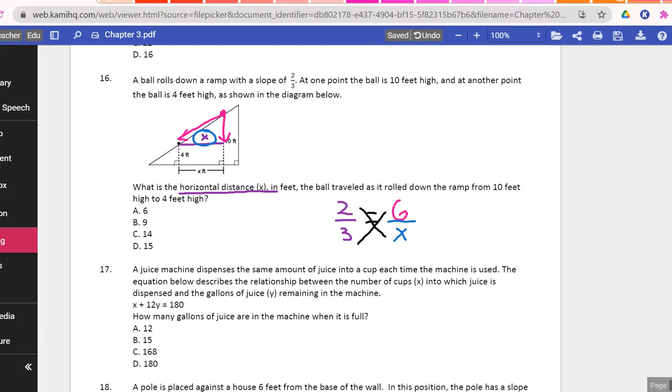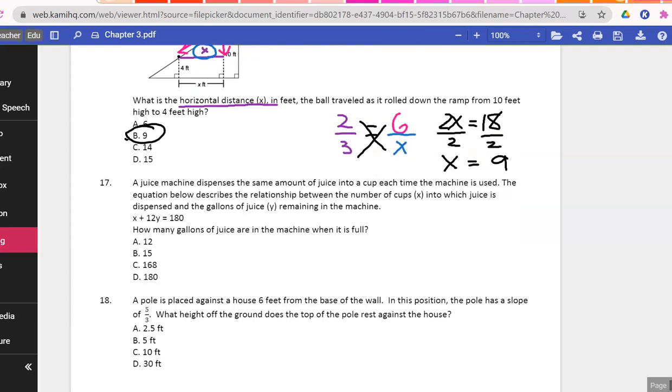We want to cross multiply. And we end up with 2x equals 18. Divide both sides by 2. And you end up with x equals 9. So 9 feet. So you needed the 6, but it wasn't your answer. Remember, you're thinking about rise over run here. You know the horizontal distance is x. That's what we're looking for. The rise is 6 because you go from 10 feet down to 4 feet. So the difference between those two things is 6 feet. Set up and solve your proportion.